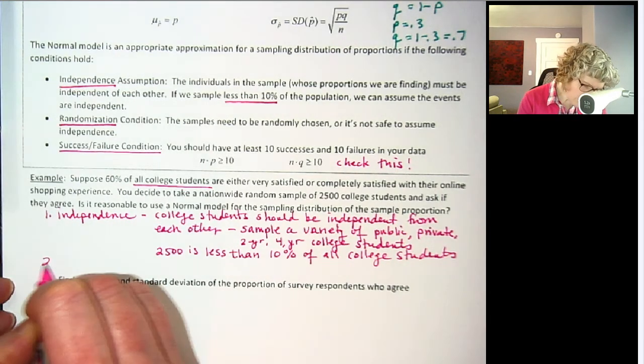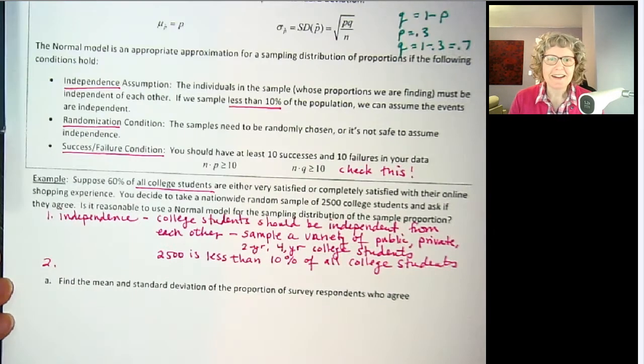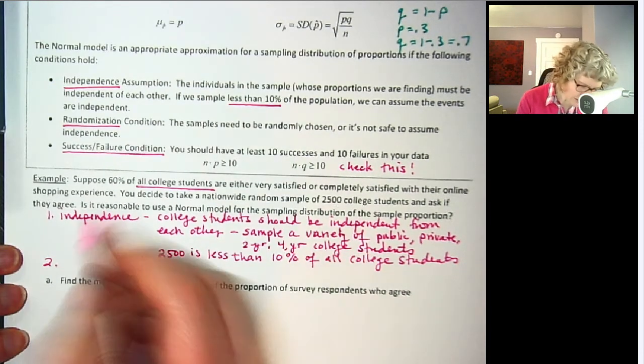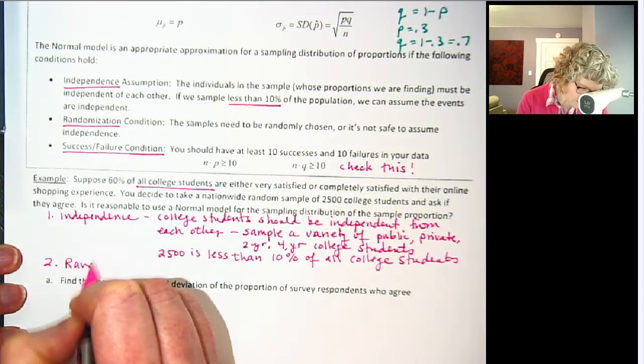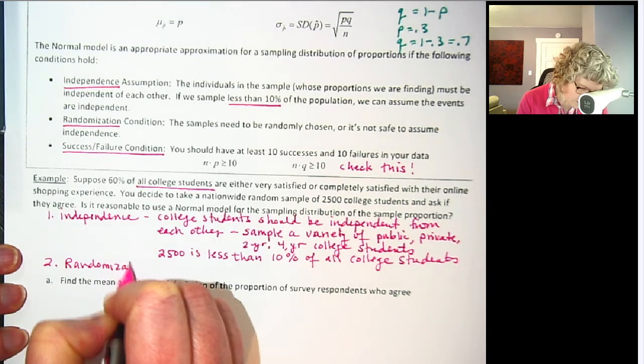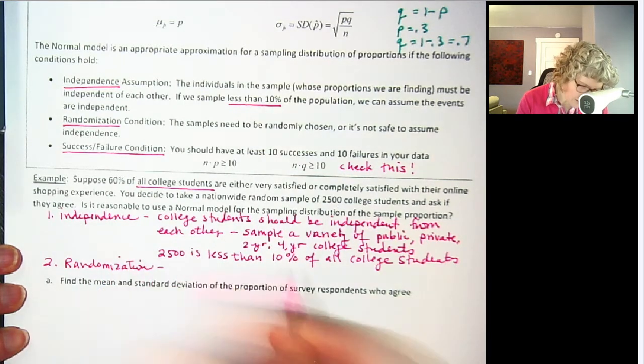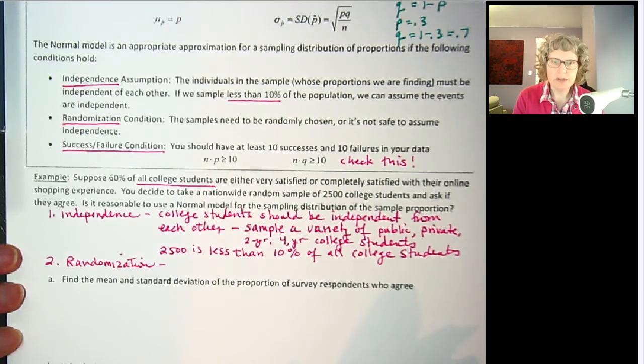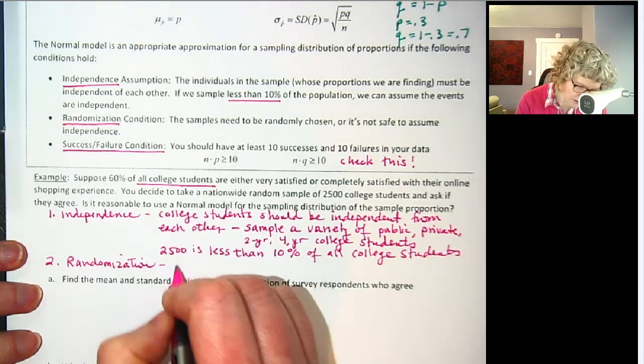I'm going to run out of space here, but that's okay. Second is randomization. We can do this one pretty simply by saying we must take a random sample.